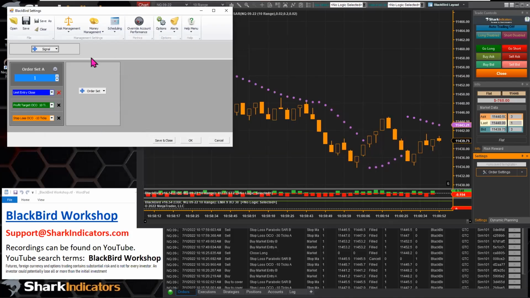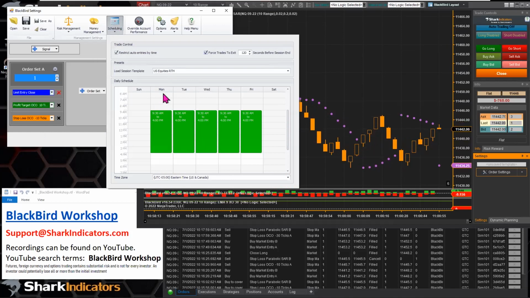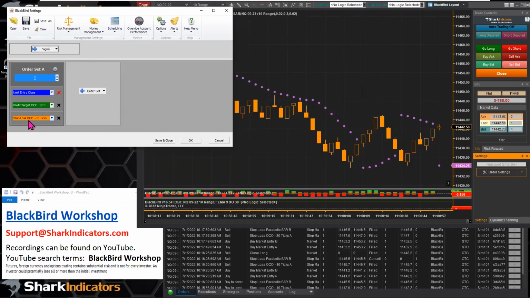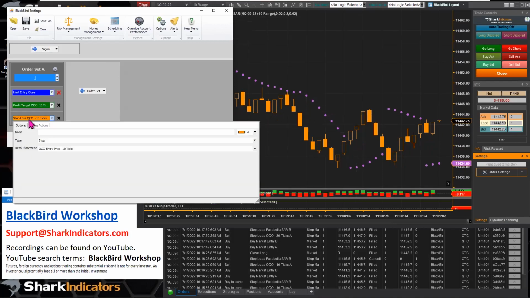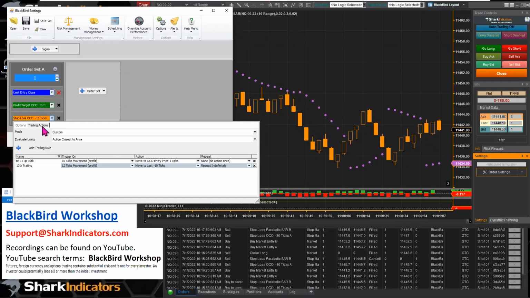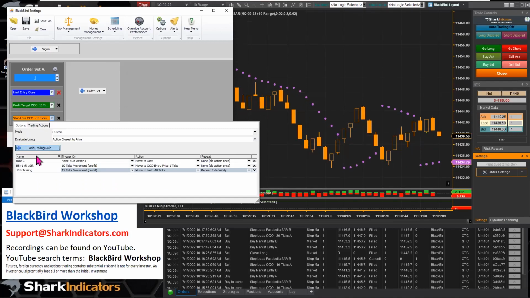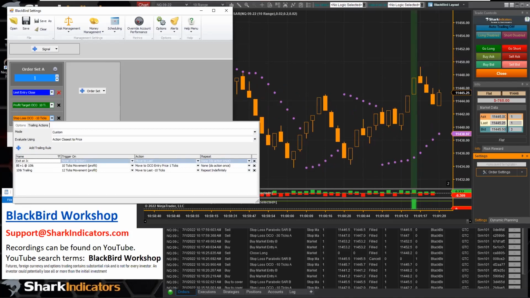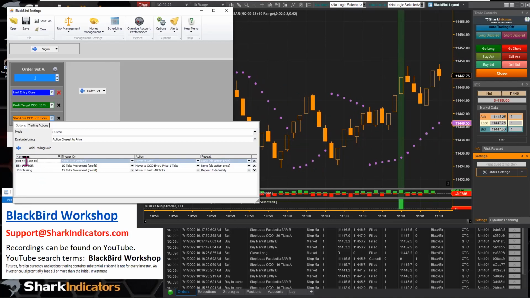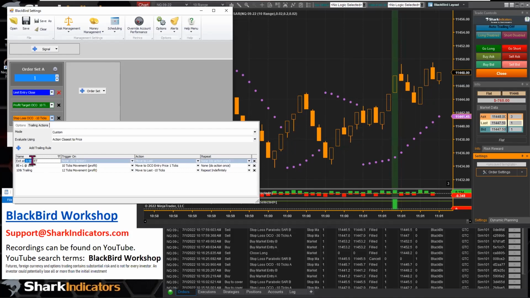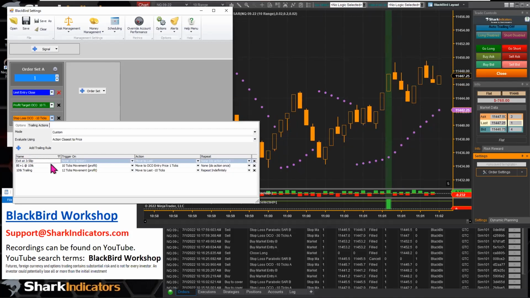But if for some reason the scheduler doesn't work out for you, then yes, you can go into your stop loss, go into the trailing actions, and add a trailing rule here. So if you want to exit, well, actually this exit time is going to be based on your time zone, so I shouldn't put Eastern time there. This exit time would be based on your time zone, so make sure it's correct for your time zone there.